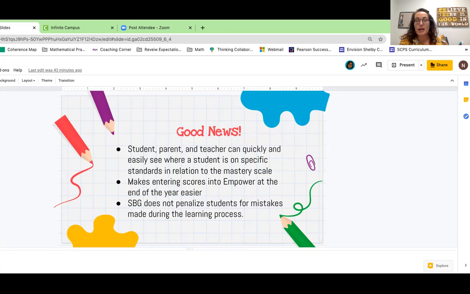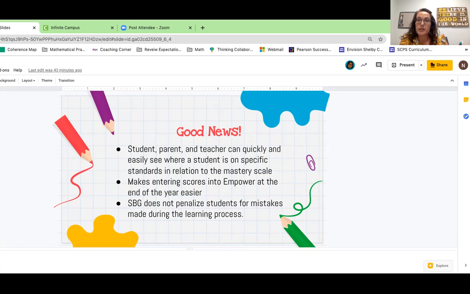So because we want to track from year to year mastery of standards, we're going to enter our standard scores into Empower at the end of the year. That way next year, the teacher can pull up that evidence and see where a student was on a standard and what skills they may have already mastered. So if we already have those standard scores in Infinite Campus and we've already highlighted them green like that, then transferring those to Empower is going to be a lot easier at the end of the year. So we're saving ourselves some time there.